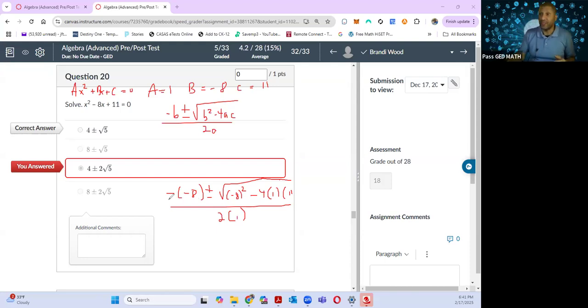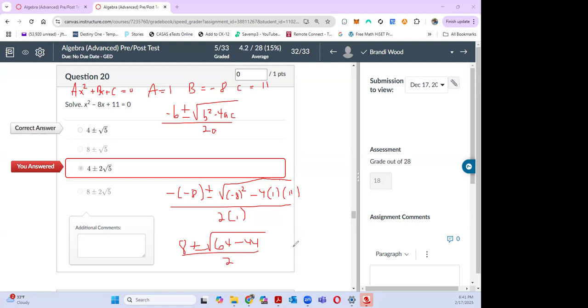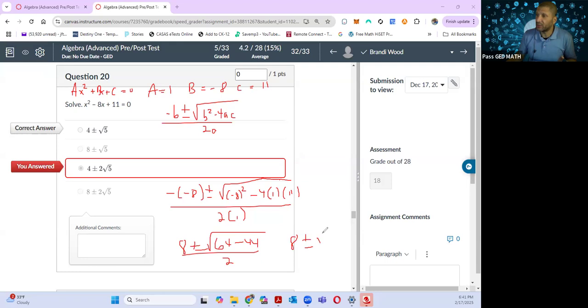Then we're just doing math. Two negatives make a positive. So we got 8 plus or minus the square root of: negative 8 squared is 64, because negative 8 times negative 8 is a positive 64, minus 4 times 1 times 11, which is negative 44, all over 2. So we have 8 plus or minus the square root of 20 all over 2.